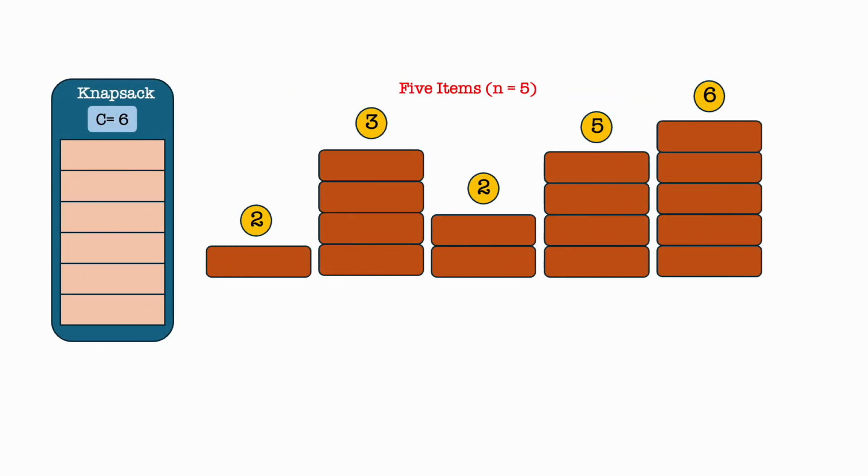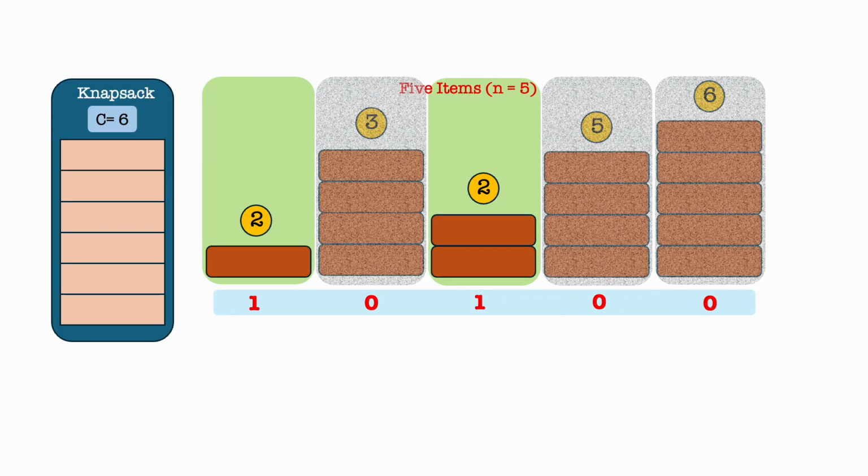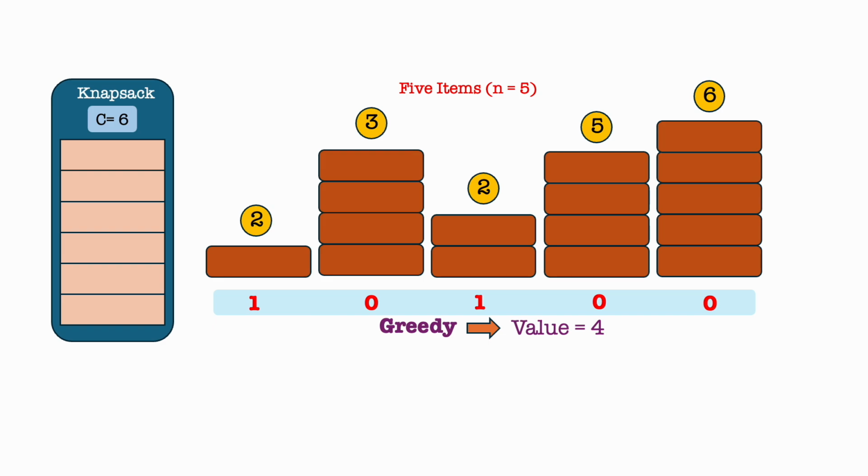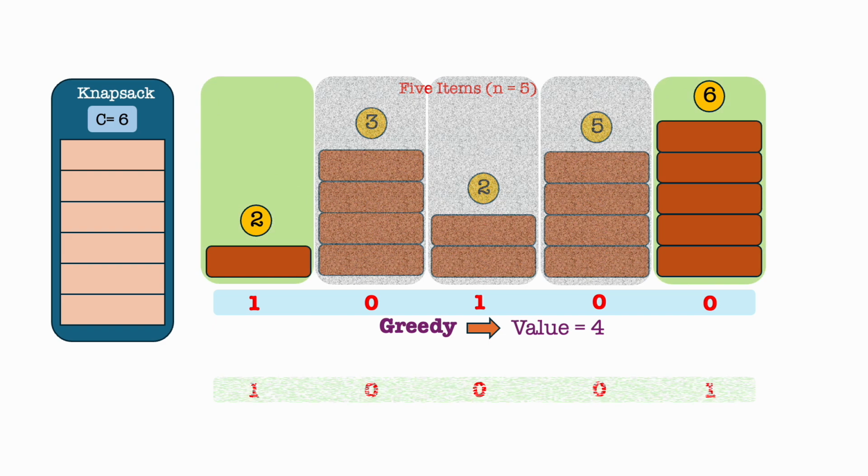If we consider the original problem, this greedy approach based on weight keeps the first item and the third item in the knapsack. However, in this case, we get the value 4 from the knapsack, which is not the optimal one. The optimal solution is when we keep the first and fifth items in the knapsack.